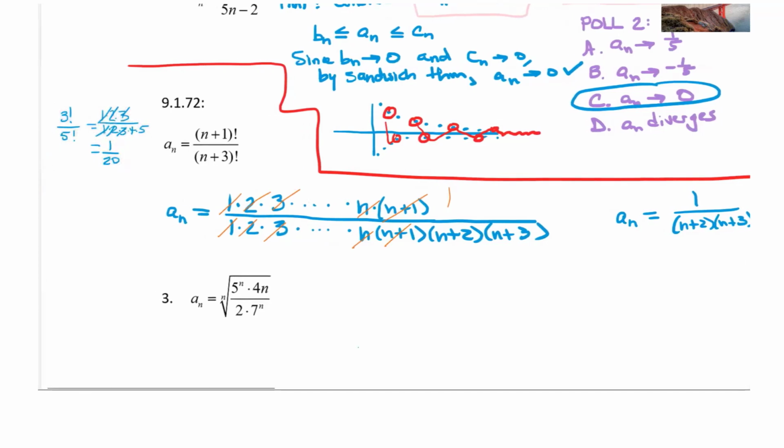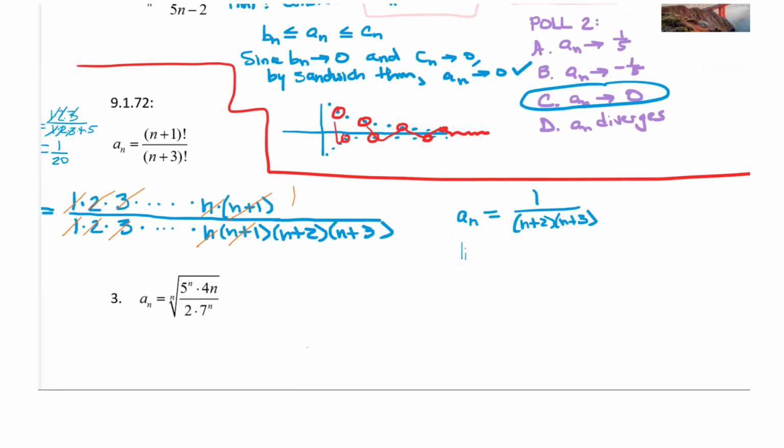0, that's right. So if we try to take the limit as n goes to infinity of 1 over n plus 2 times n plus 3, the denominator is going to increase without bound. It's going to go to infinity, but the numerator is fixed. So 1 divided by infinity is going to give you 0. So we can say that the A sub n's are going to converge to 0.